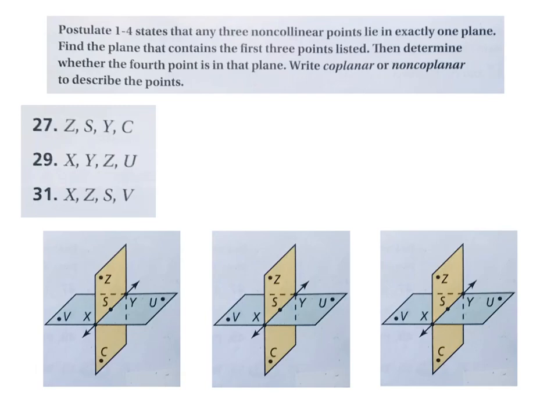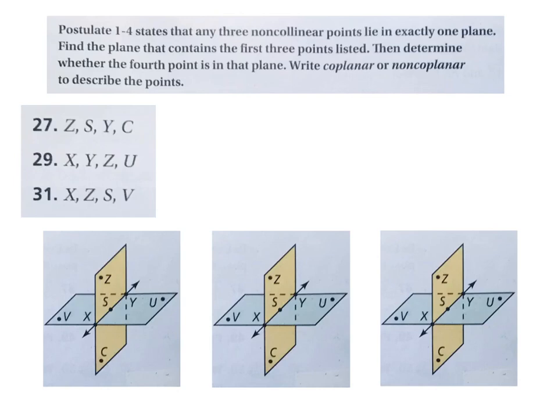Okay, I'm going to do all of these odd problems right here, even though they're not all part of your problem set. Okay, so 27. It says, postulate 1-4 states that any three non-collinear points lie on exactly one plane. And so there's always a flat surface that you could lay down that would run through any 3 points in space. And if they're non-collinear, it's going to be a unique plane.